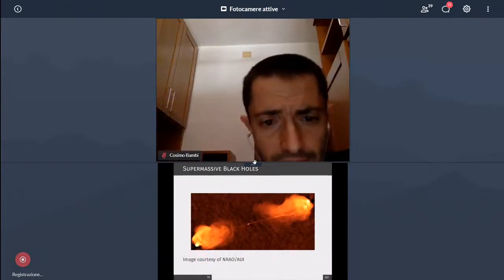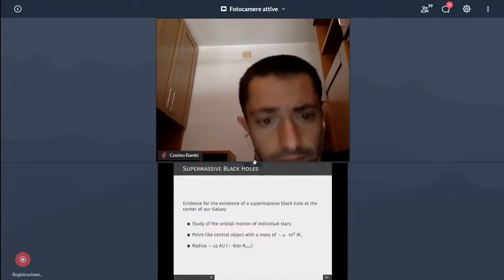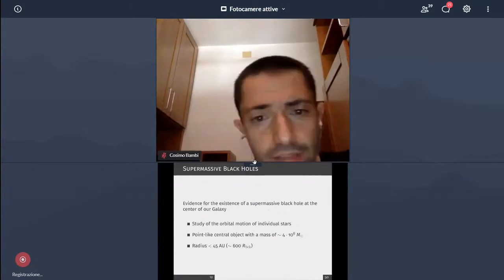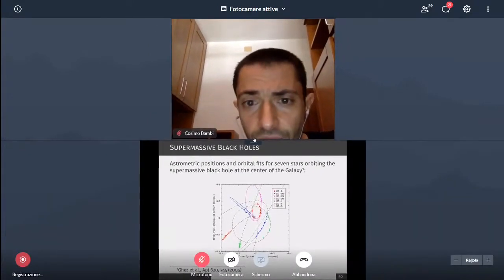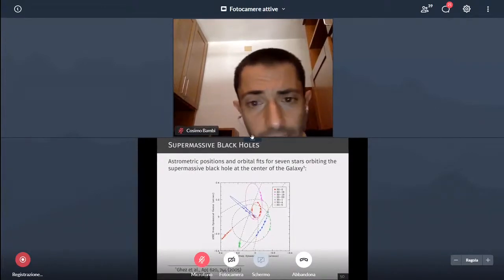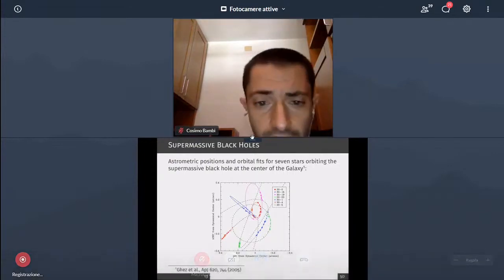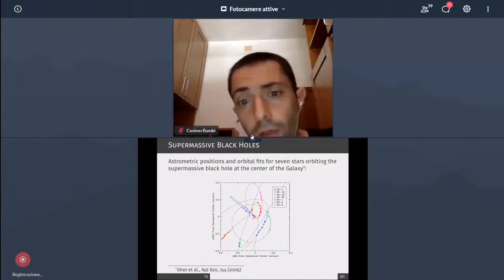In the case of supermassive black holes in galactic nuclei, we have similar evidence. For example, these are the data of Sagittarius A*, the supermassive black hole at the center of our galaxy. We can study the orbital motion of individual stars. You can fit the data, and in the end, you can conclude that at the center there is a large amount of mass in a small volume. And for this reason, you conclude that it should be a black hole.